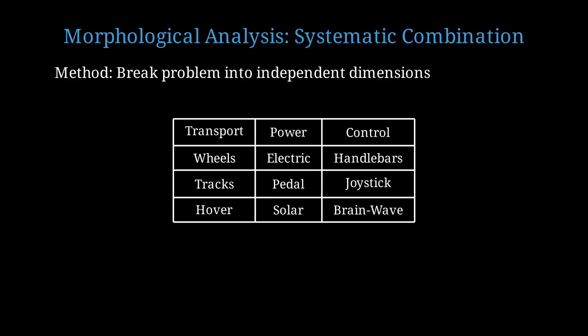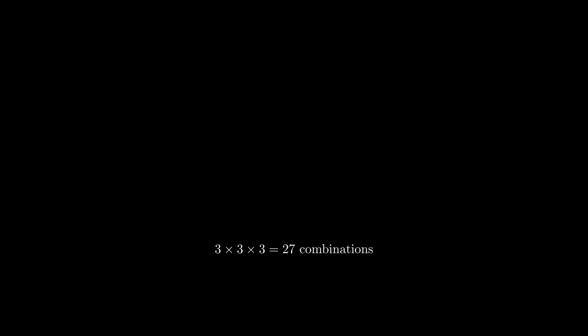Each dimension has multiple options. With 3 options for each of 3 dimensions, you get 3 times 3 times 3 equals 27 possible combinations. Many will be familiar, but some will be completely novel.